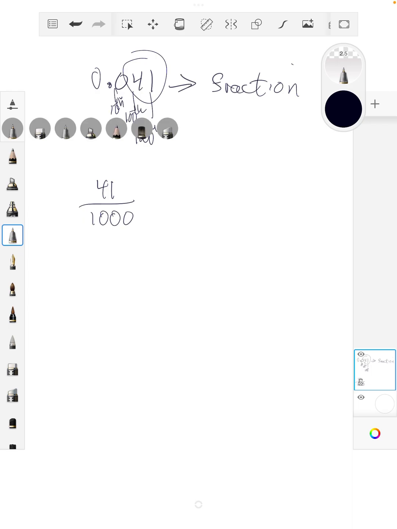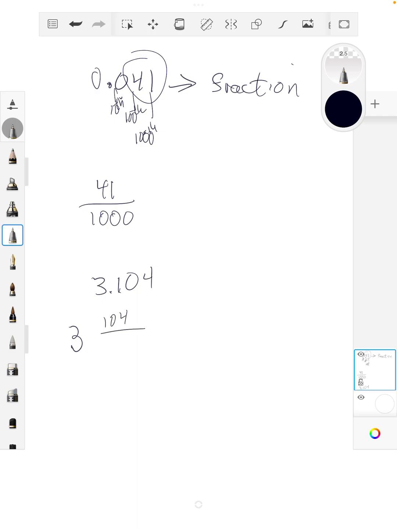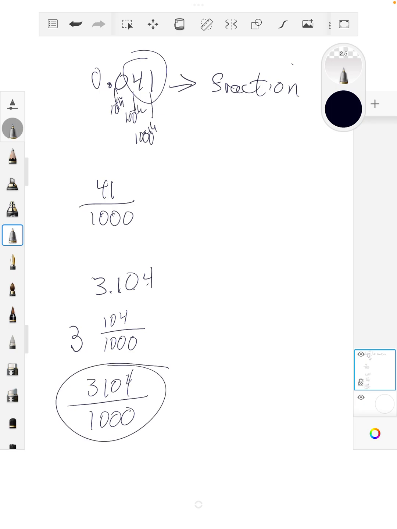So what about something like this? What about, let's say you have 3.104. Let's say change that into a fraction. Well, you could write it as 3 and 104 over 1,000, tenths, hundredths, thousandths, right? Or you could just write 3,104 over 1,000. Mostly you will do it this way, but that's okay too. 3 and that, or just this. Both work just fine.